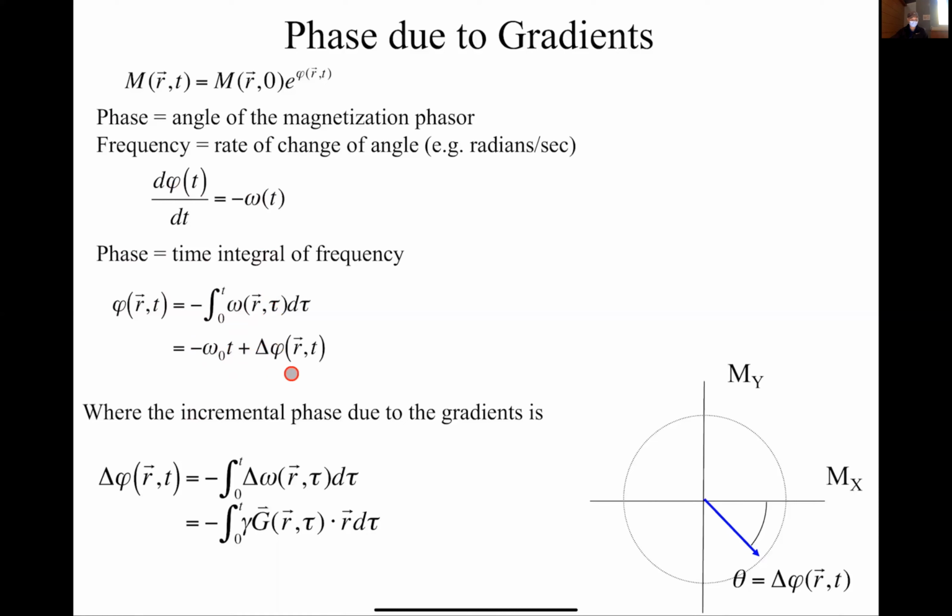Okay. This delta phi is given by the negative of the integral of this delta omega term. Right? So how different your frequency was from isocenter, you're going to integrate that over time. And that turns out to be just gamma times G dot r. And you notice this is integrated over t. So this is going to be the area of my gradient. If I have my gradient varying as a function of time, it just says my phase is going to be the integral of that gradient over time. And that's going to be the key insight we need to have.